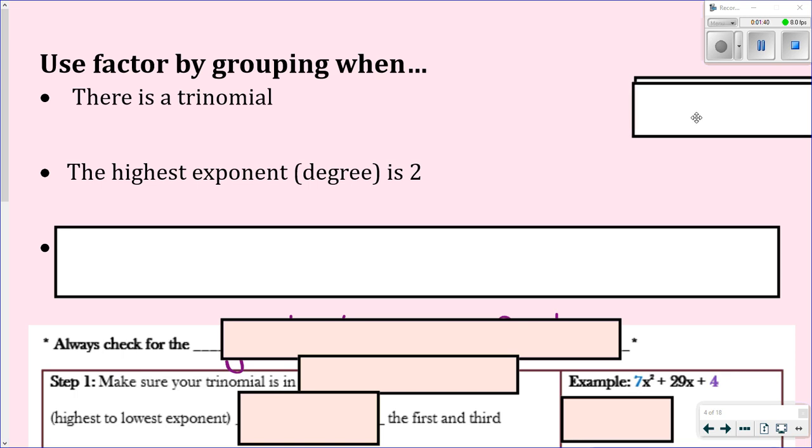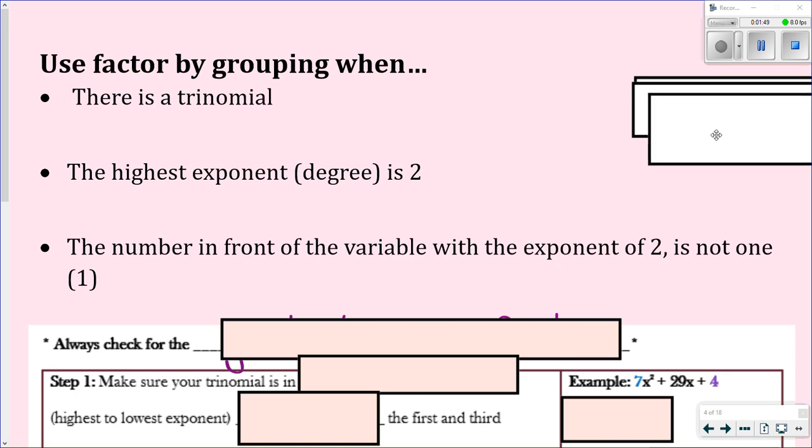So again, when you deal with quadratics, you've got x squared plus 2x minus 5, so your degree is 2 in the first term. And third, the number in front of the variable with the exponent of 2 is not 1. It has to be more than 1.